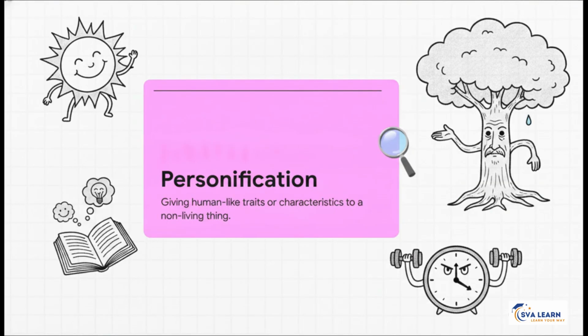Our very first poetic filter is personification. The definition is super simple. It's giving human-like traits, emotions, or actions to a non-living thing or an abstract idea. It's basically a hack for a writer to make the inanimate, non-living world feel alive, breathing, and totally relatable.